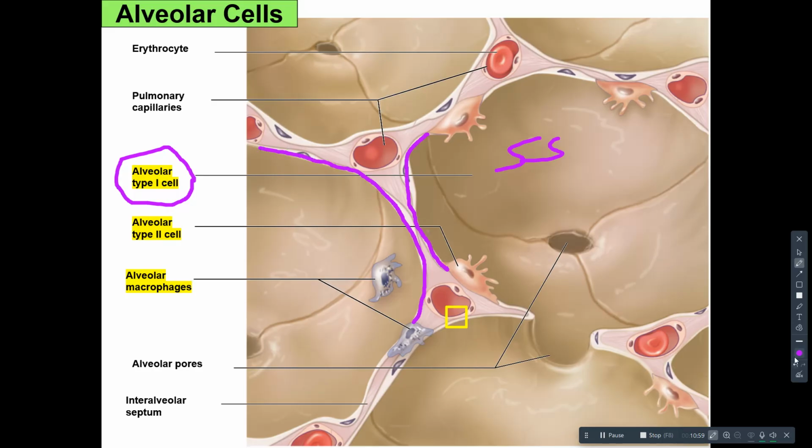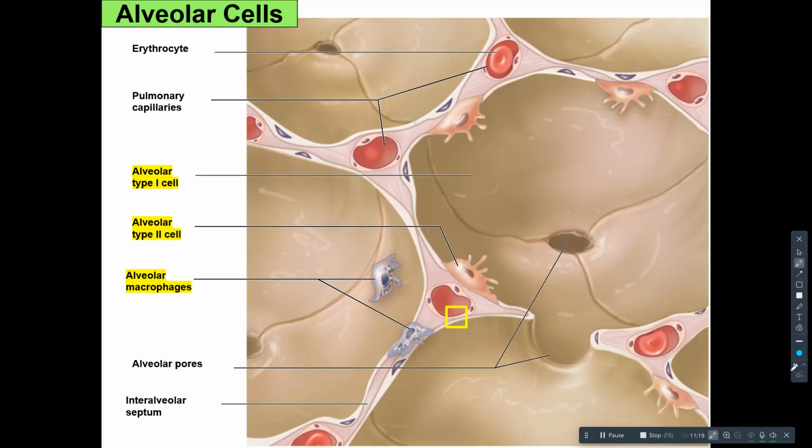Type 1 cells are where gas exchange is taking place. So oxygen is moving from the air in this alveolus into the blood in that pulmonary capillary. And then CO2 is moving the other way. Okay? So type 1 cells are the simple squamous cells where gas exchange is taking place. I also have some other cells called type 2 cells. This is a type 2 cell right here.